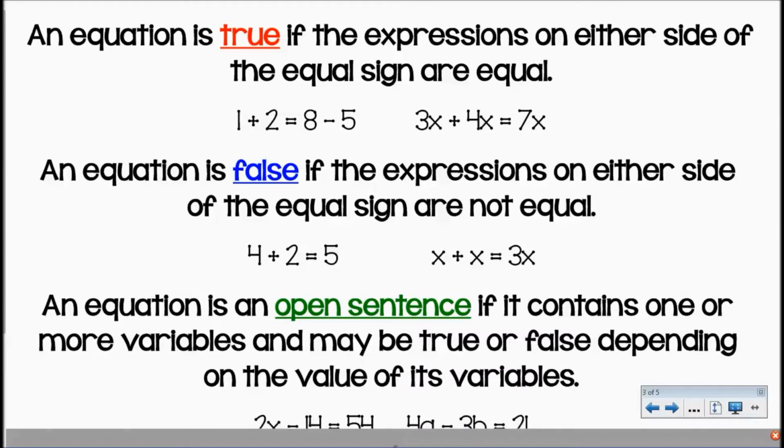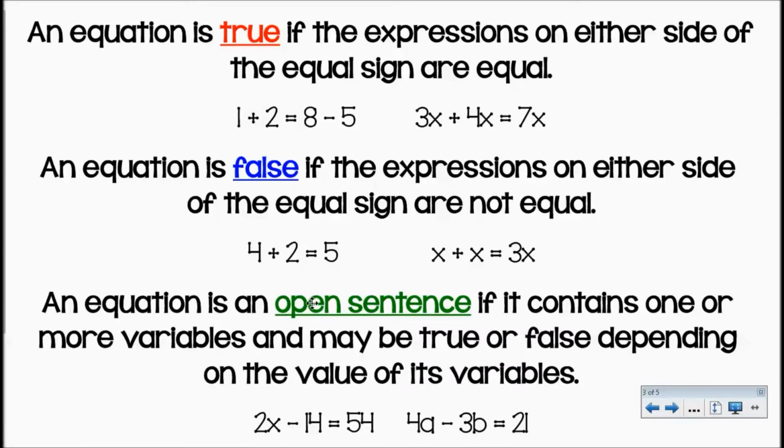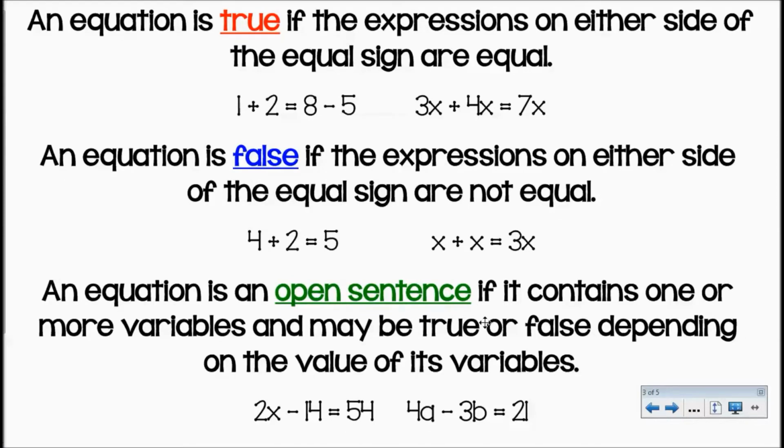Now here's one you may have never heard of before. An open sentence. An equation is an open sentence if it contains one or more variables and may be true or false depending on the value of the variables. I can't know for sure 2x minus 14 equals 54. I can't simplify this left side because I don't know the value of x. And this is what we call an equation that you're going to be solving. You'll learn about how to figure out what x is. The same over here. There are two different variables, but still I don't know the value of a and b, so it's an open sentence, kind of like it's open for discussion.